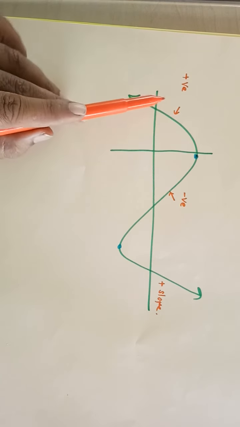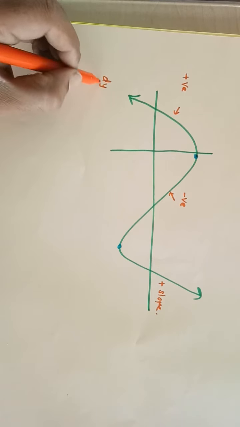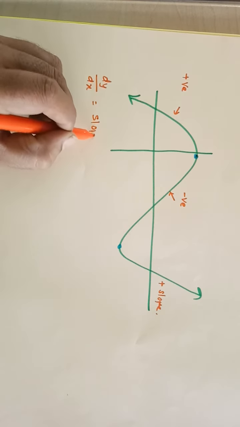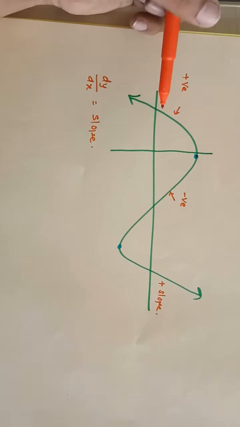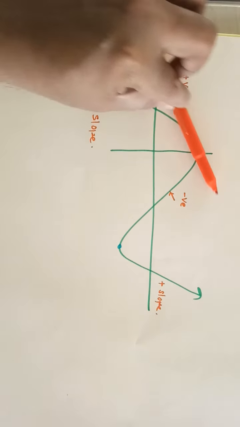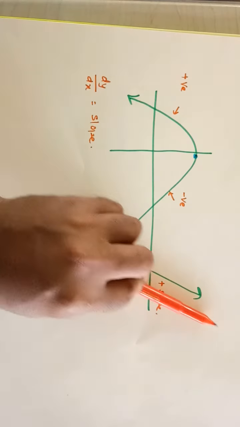Now, when you look at the slope, as you know, the derivative represents slope. So the first thing in your mind should be that dy/dx is always the slope of the curve. When you look at the slope here, it is positive, going to 0, negative, going to 0, and again positive.